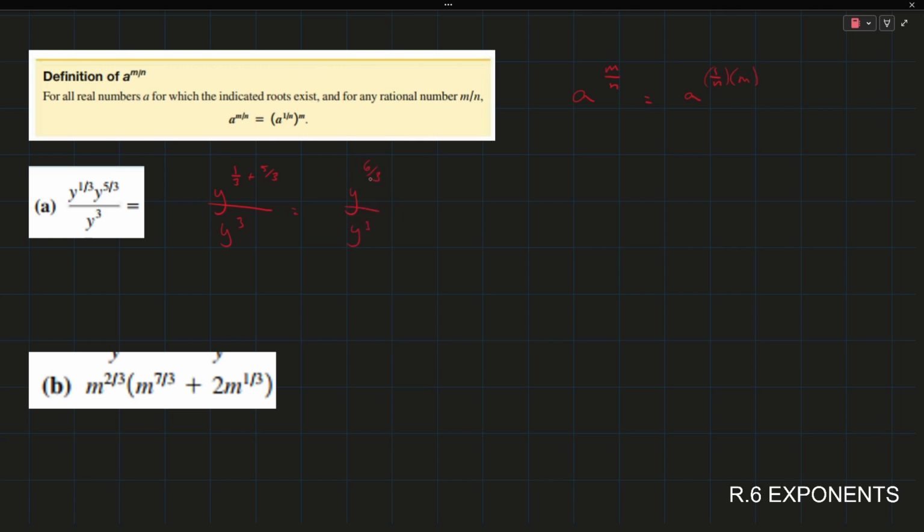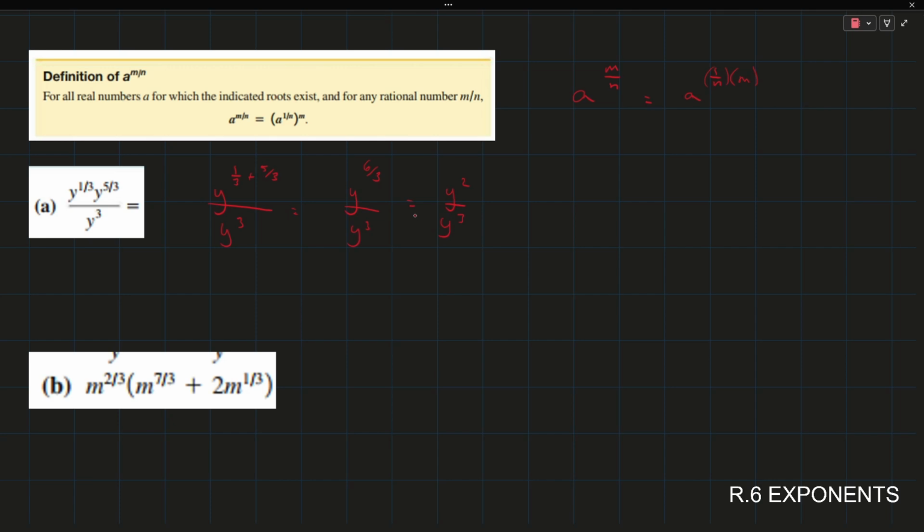And then just like with regular fractions, with fractional exponents, you can reduce these fractions. So this would just become y squared over y to the 3rd. So the 2 came from 6 over 3, right? 6 over 3 is just equal to 2. Look at that.